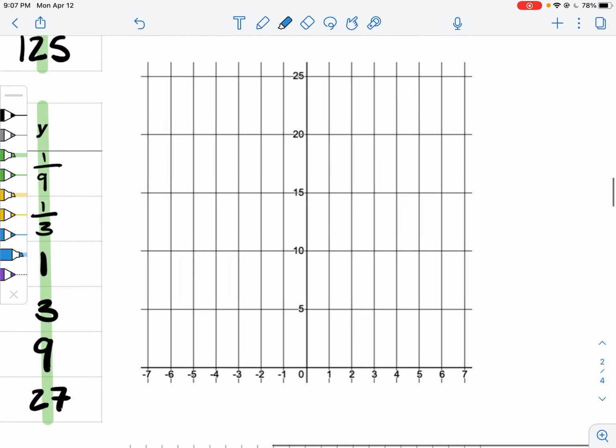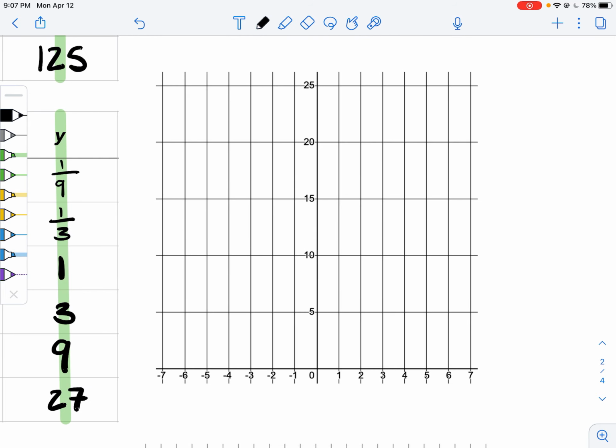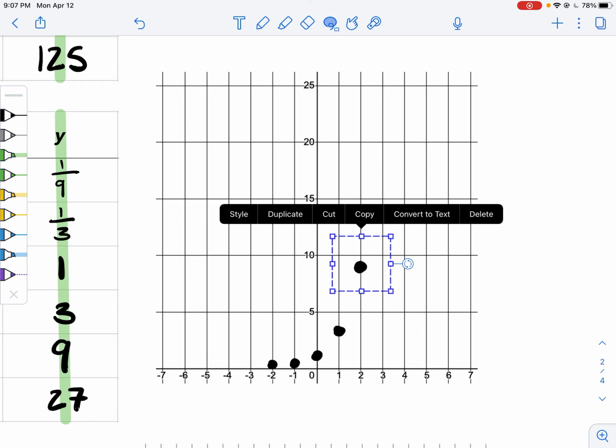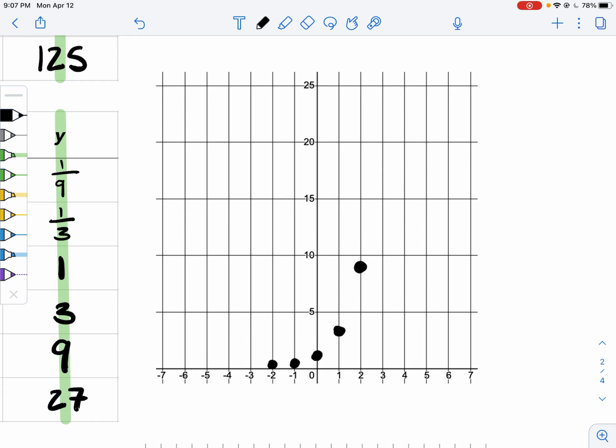And now we just put it up on our graph. Okay. -2, 1/9. Still a tiny little fraction guy. Tiny little fraction guy. 1. 3 is like here-ish. 9 is like there-ish. I think a little higher actually. Meh. Good enough. And 27 is up there. Like there probably.